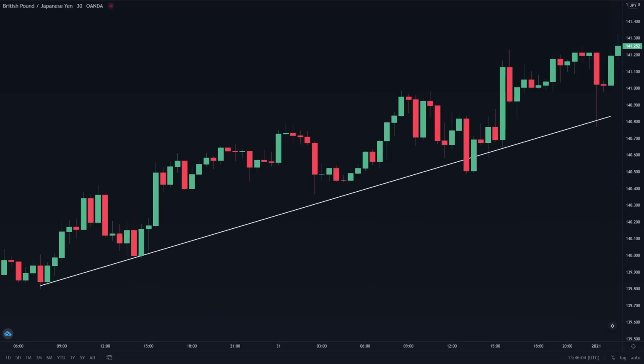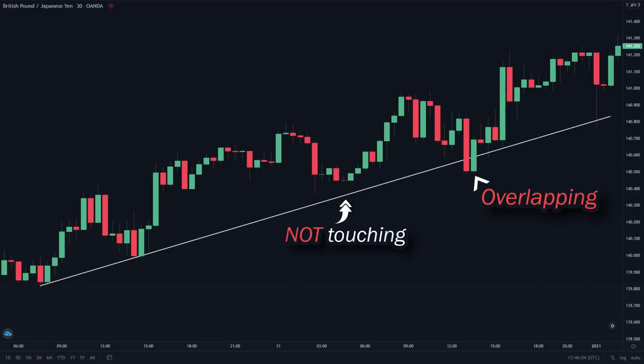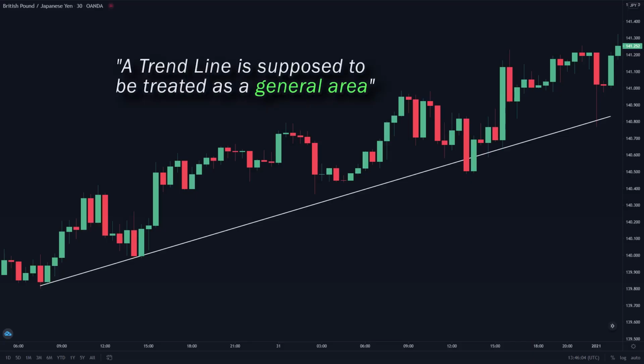Now, notice that there are some points that are overlapping the trend line and even some that are not touching the trend line at all, which is perfectly fine because remember, a trend line is supposed to be treated as a general area, just like support and resistance.